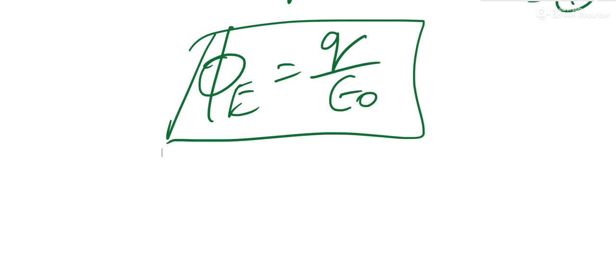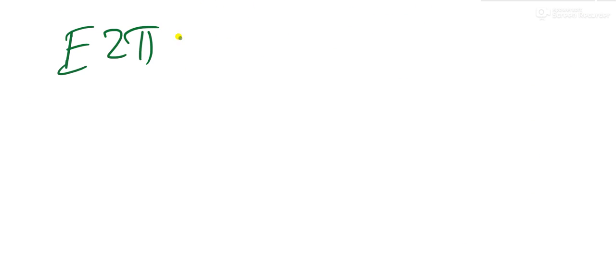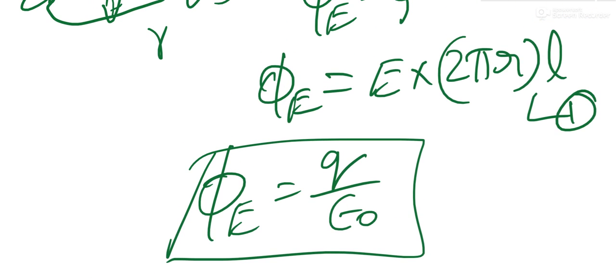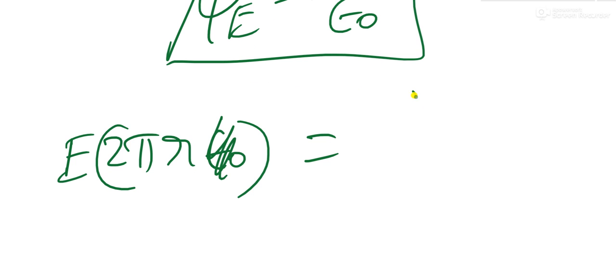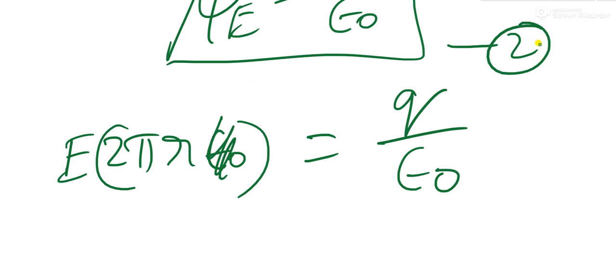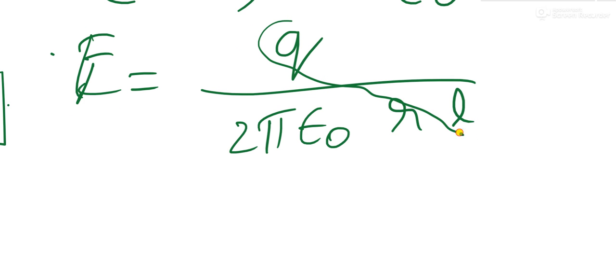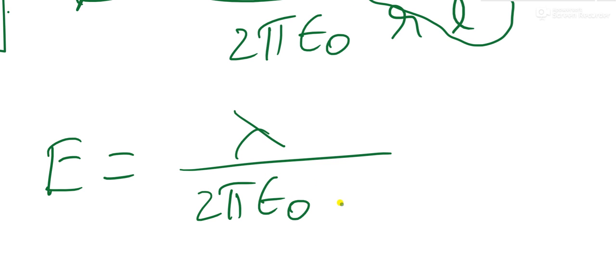So both the equations I am equating. When you equate both, E times 2 pi r L is equal to Q divided by epsilon naught. Equations 1 and 2 both represent the flux, so I made them equal. So finally the electric field is equal to Q divided by 2 pi epsilon naught r L. Q divided by L is going to be the charge density per unit length. Charge per unit length we can take as the charge density. So the electric field is equal to lambda divided by 2 pi epsilon naught r.